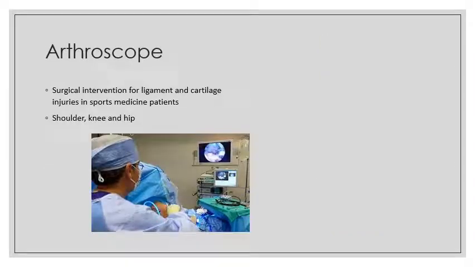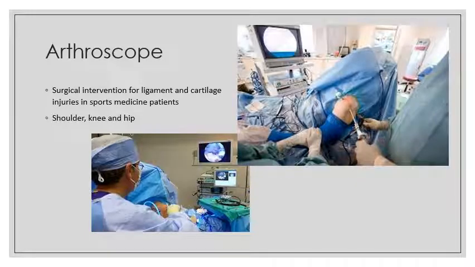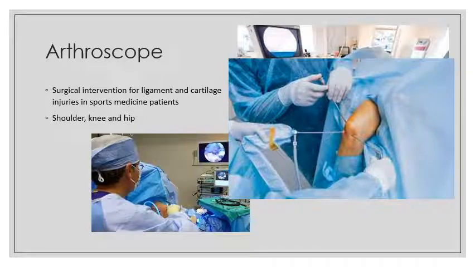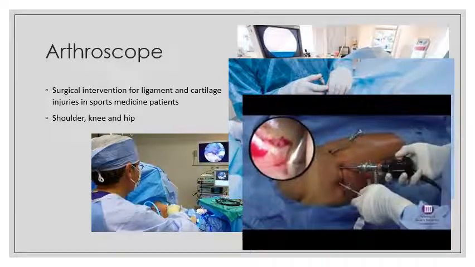So, arthroscopy is the basic surgical intervention for ligament and cartilage injuries in sports medicine patients. If you're not familiar with the arthroscope, we put a viewing camera inside the joint with some devices, and we just use a TV camera. So it's very minimally invasive. It's like playing a video game. So you have your shoulder, you insert your small portals. You have your knee, you insert your very small portals, as well as the hip.